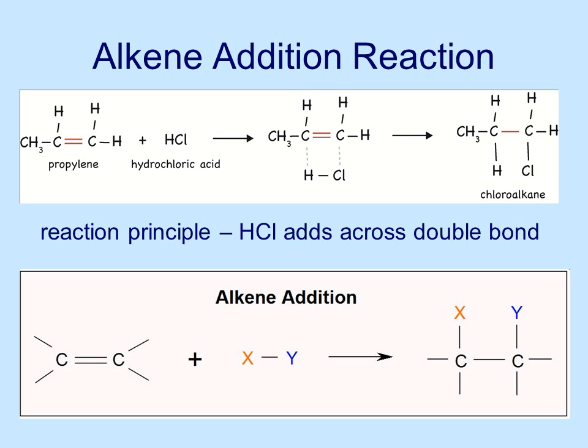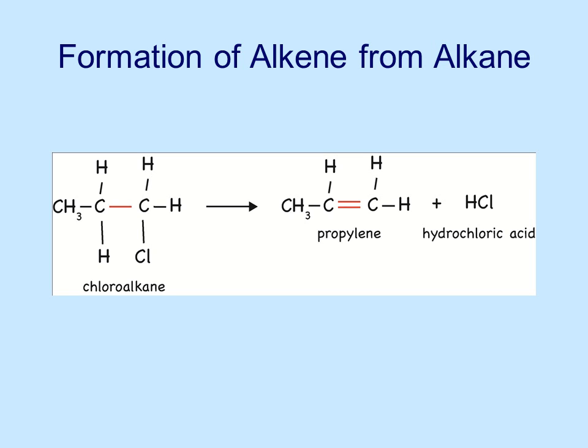For example, here's an alkene addition reaction using propylene and hydrochloric acid. The hydrochloric acid adds across the double bond. The hydrogen goes to one carbon, the chlorine goes to another carbon, and you form a chloroalkane. So this is a general reaction for alkenes, and anytime you see an alkene, you can carry out this reaction with it. Formation of an alkene from an alkane: you can heat and take out the HCl and form a carbon-carbon double bond and hydrochloric acid.